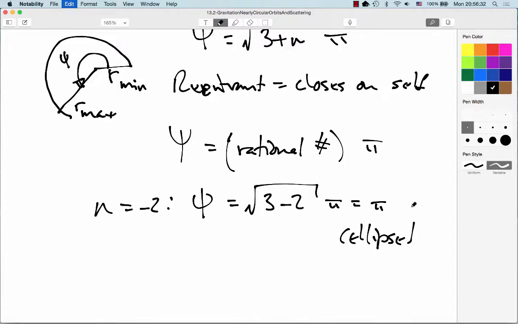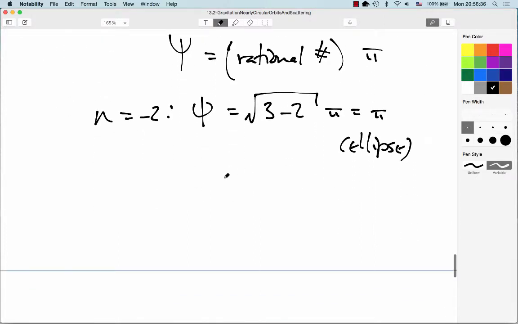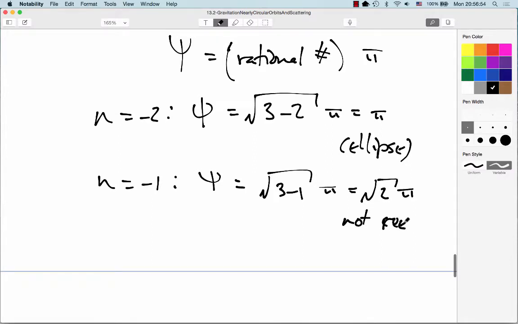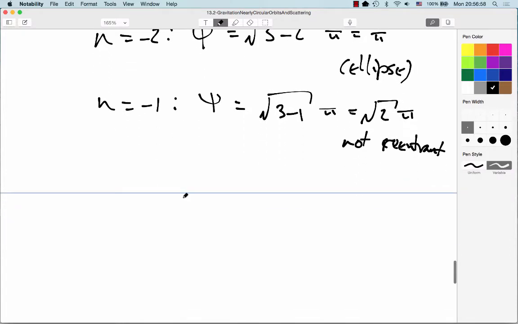All right. Let's take a look at some other possibilities. Like say n equals -1. In that case, psi is going to be equal to root 3 minus 1 times pi. Well, that's root 2 pi. So that's not reentrant. It'll never close back in on itself.